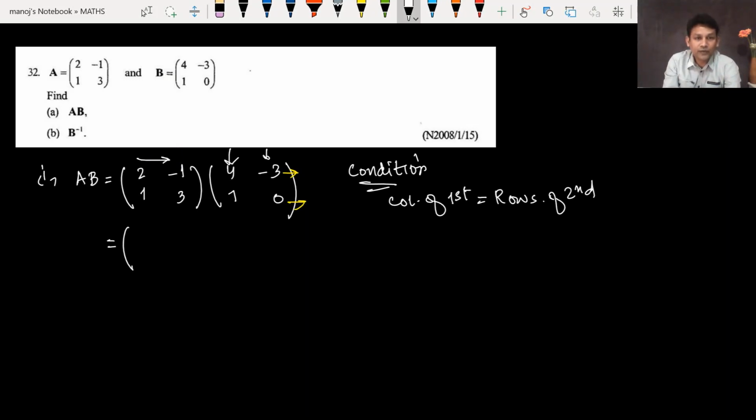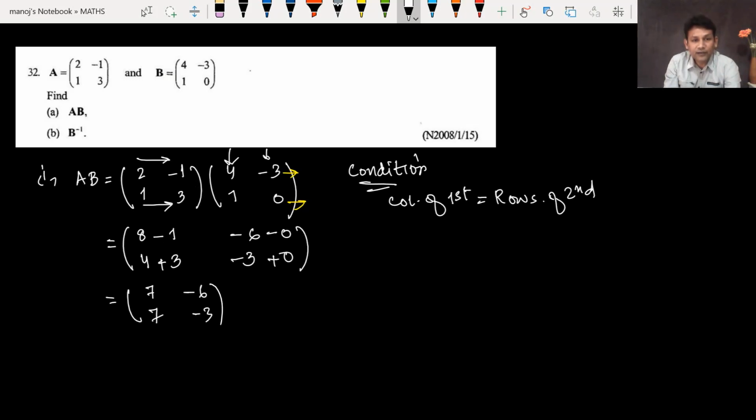Okay, 2 times 4 is 8. Then normally we write plus, but here it is minus, so minus 1 times 3 is minus 3, which gives 5, and minus 1 times 0 is 0. Bracket close. That is first row first column, first row second column. Now second row, first column and second column, we have to multiply. 1 times 4 is 4, then 1 times minus 3 is minus 3, and 3 times 0 is 0. So your result is 7, minus 6 and minus 3, and that's your result.